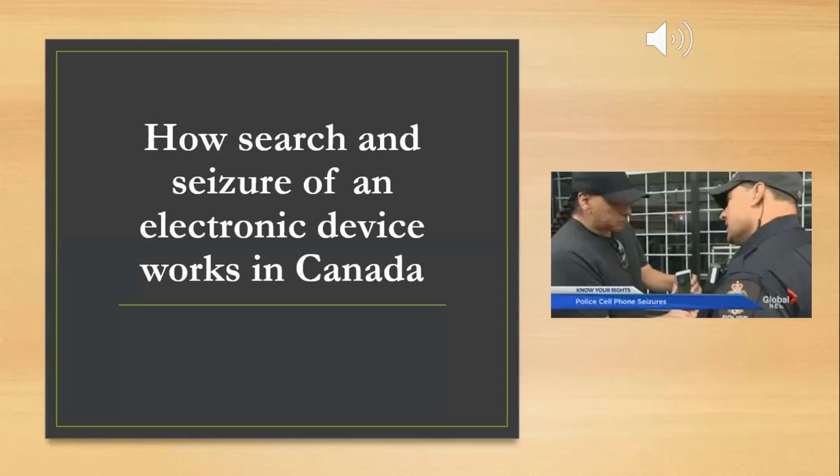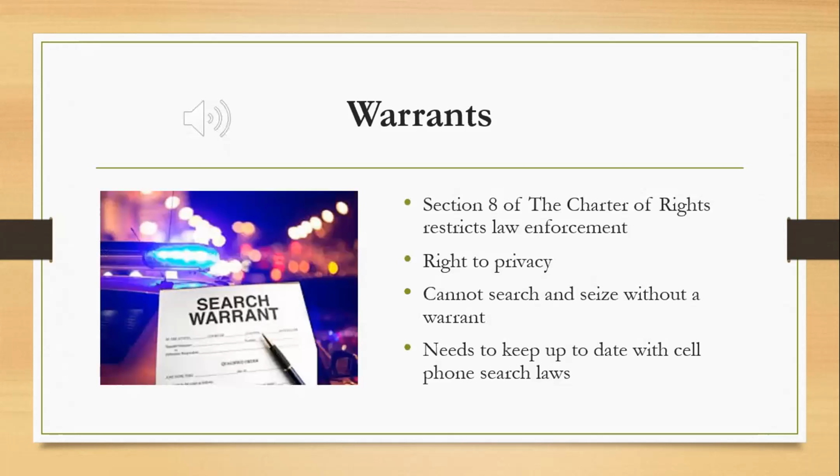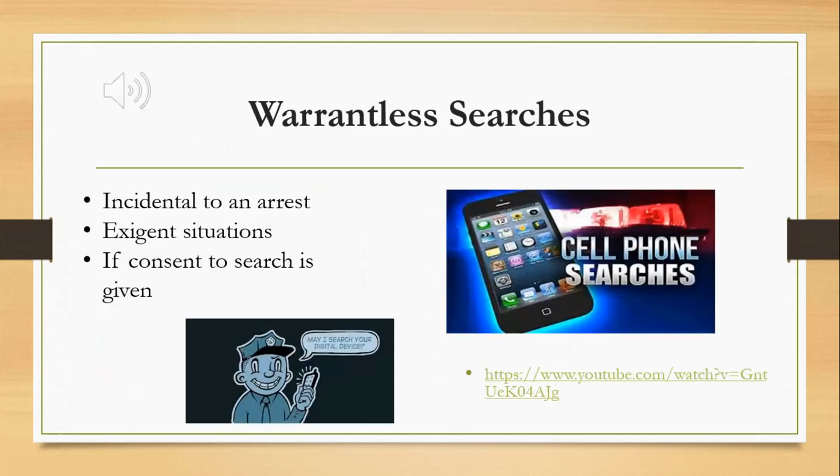How search and seizure of an electronic device works in Canada. In order for law enforcement to search and seize a device, a warrant is needed. This is due to Section 8 of the Charter of Rights stating that everyone has a right to privacy. In some cases, a warrantless search is allowed. If the circumstance is portrayed as incidental to the arrest, law enforcement may assess the situation as exigent and justify a warrantless search. A warrantless search can also be done if consent is given from the owner of the device.